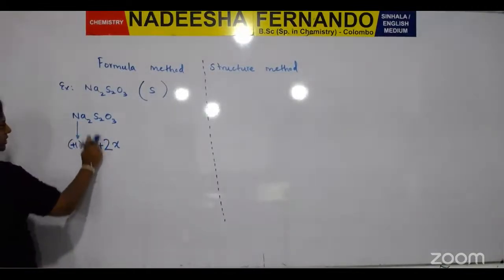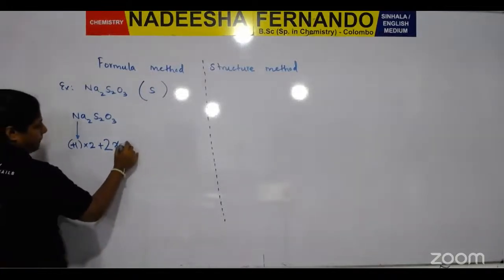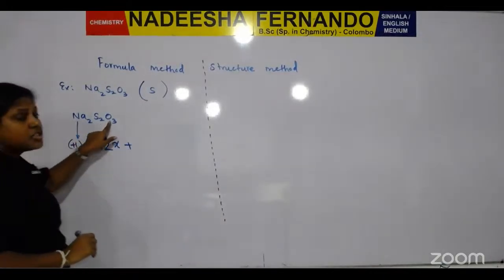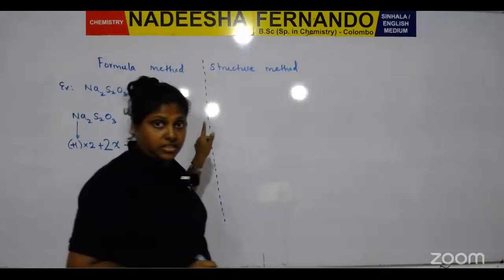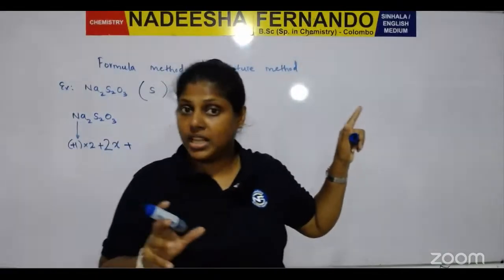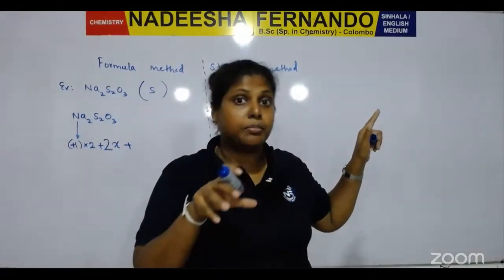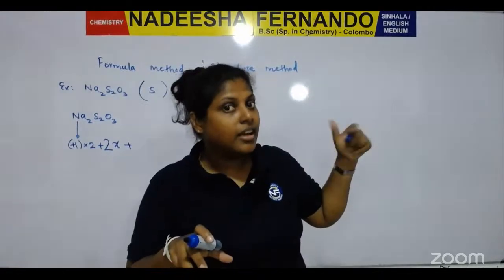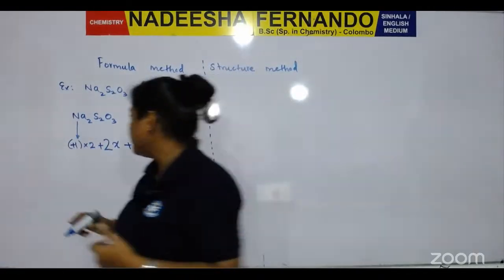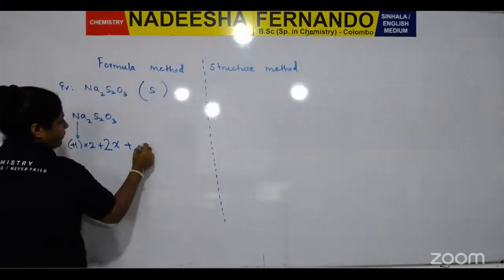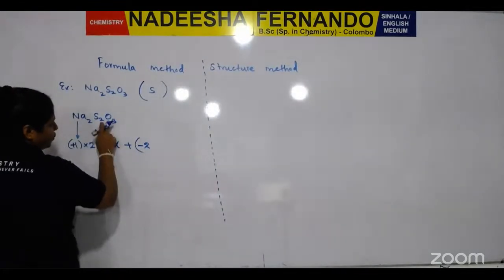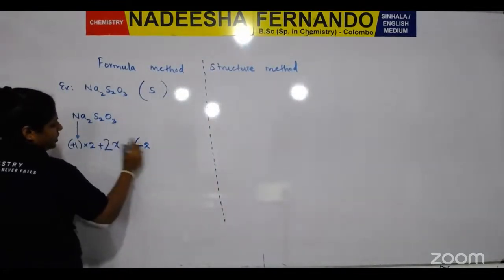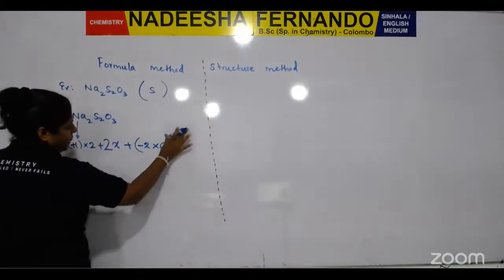+1 into 2 plus 2X plus oxygen. Oxygen here is combined with sulfur. When oxygen is combined with nonmetals, it takes -2. So here, one oxygen has -2. There are 3 oxygen atoms. Therefore, multiply by 3.